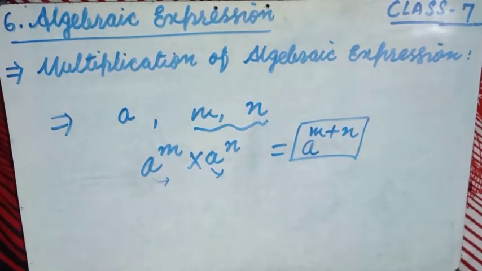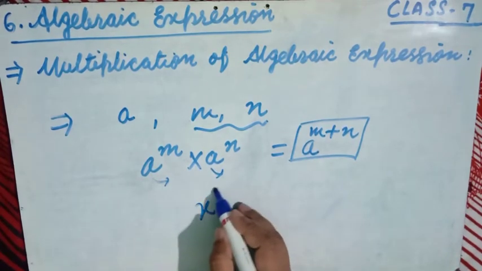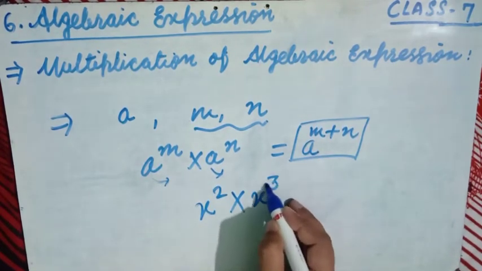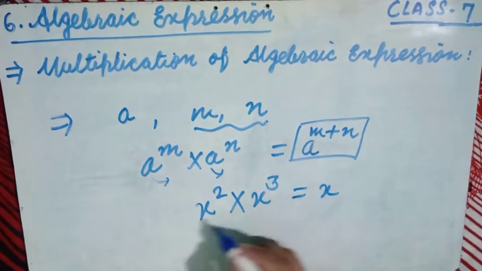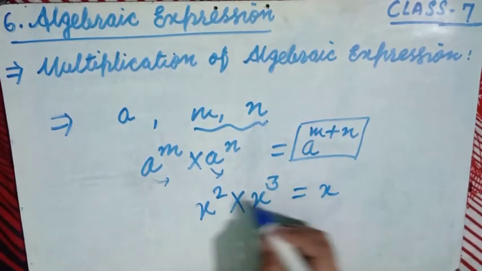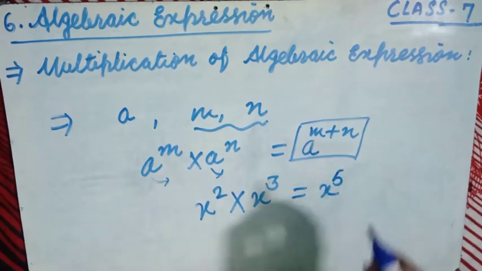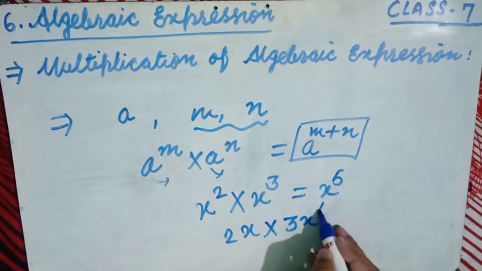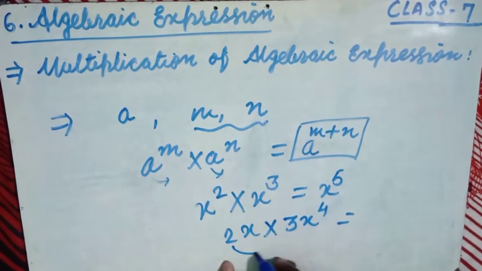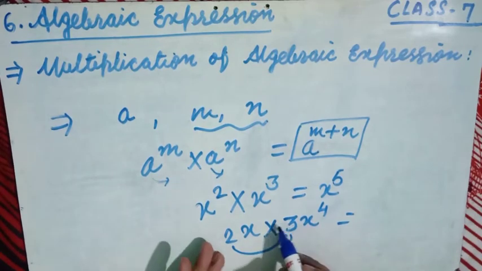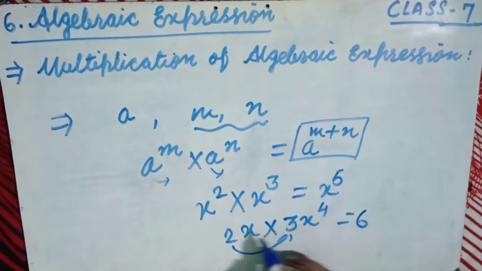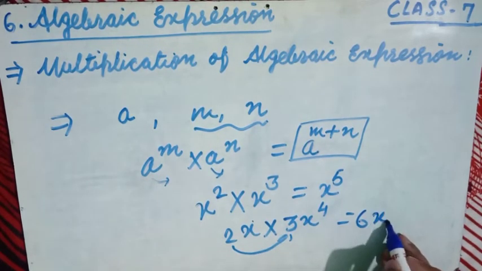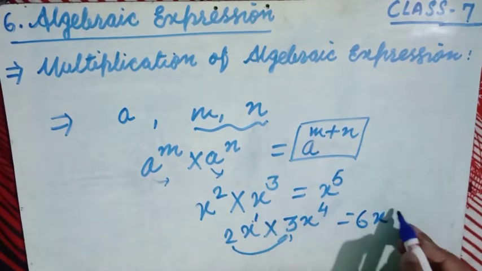Similarly, suppose x square multiplied by x raised to the power 3, meaning x cube. Write the single base and add their exponents, 2 plus 3, which is 5. Suppose we have to multiply 2x by 3x raised to power 4. First of all, multiply the factors, and both have positive signs, so plus into plus is plus. First multiply the numbers, 2 times 3 is 6. Then write the single variable and add their exponents on top of this variable. Here 1 is hidden, so 1 plus 4 is 5.